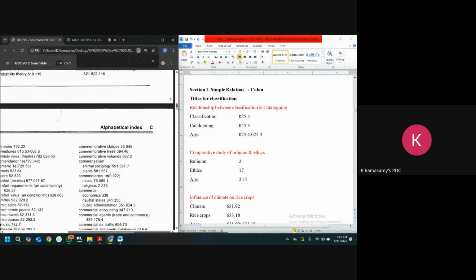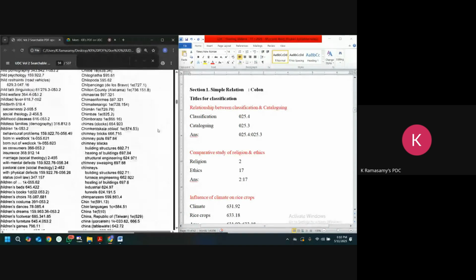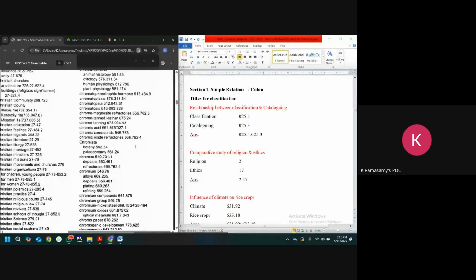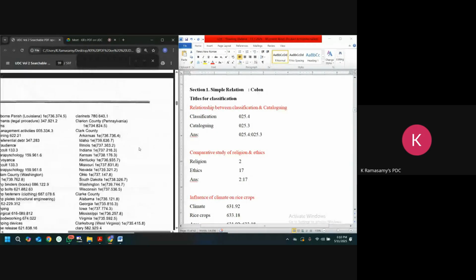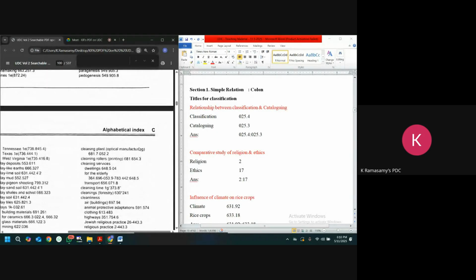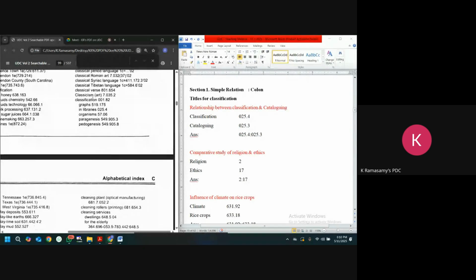So let me go straight to the index. I go for CH, then CI, then CL. Yes, classification: classification in libraries. What's the number? 025.4. Okay.